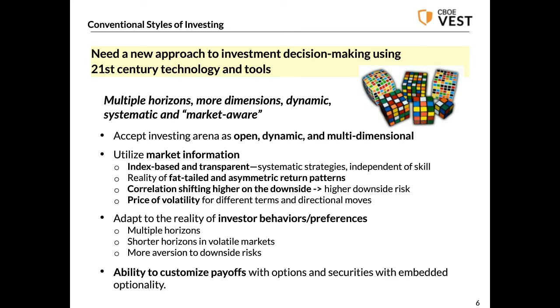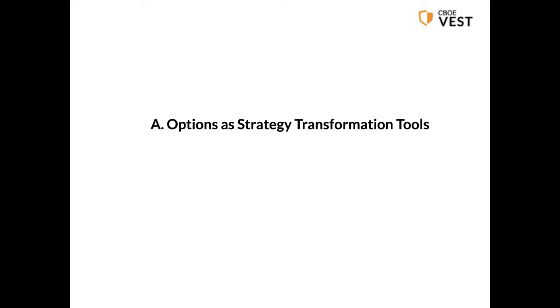We can look at implied volatility and the extent of uncertainty that investors have as we look at options and derive measures from them. So we have investor preferences that are more focused on multiple horizons, and sometimes their horizons get shorter in more volatile markets. And we also know that risk preferences are not symmetric. People are willing to take upside risk but have more aversion to downside risk. This lends itself to what I'm going to be talking about next: with options and securities with embedded optionality, we have an ability to transform strategies to have different dimensions, different payoffs on the upside and the downside.